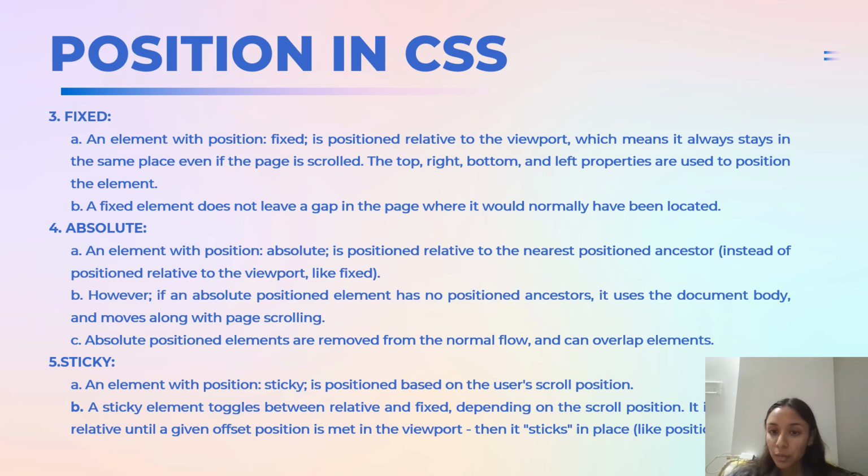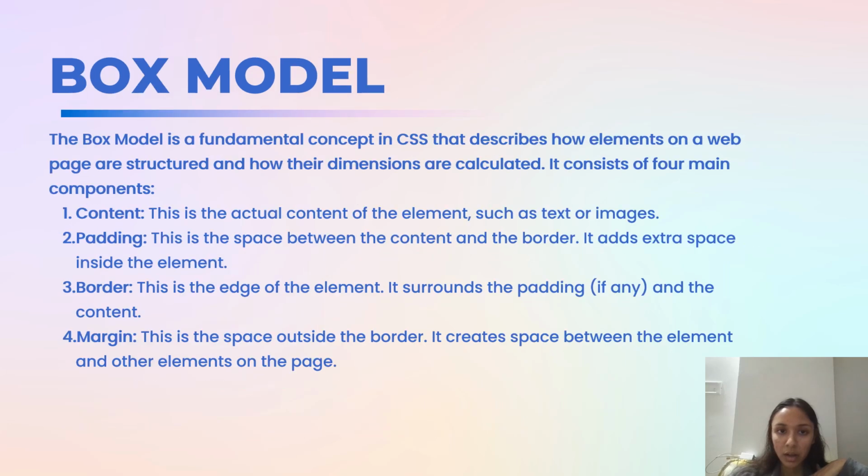Then comes the absolute positioning. In this, the positioning of our element is done with reference to its ancestor. So whatever its nearest ancestor will be, with reference to that, it will get positioned. And this allows us to overlap the elements because it is referenced to its ancestor. Then finally comes the sticky. We can assign its position from top, bottom, anywhere, and it will get stuck to the position based on our scrolling.